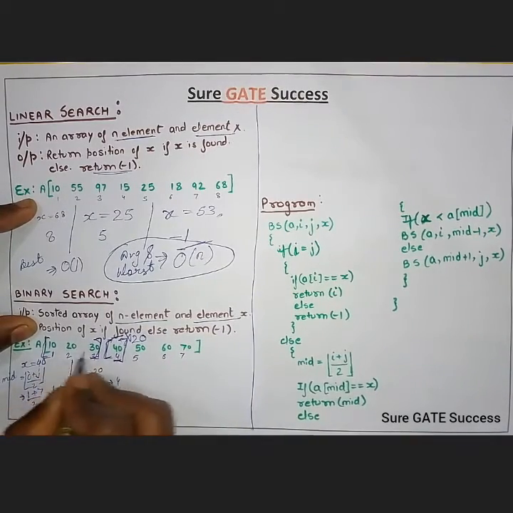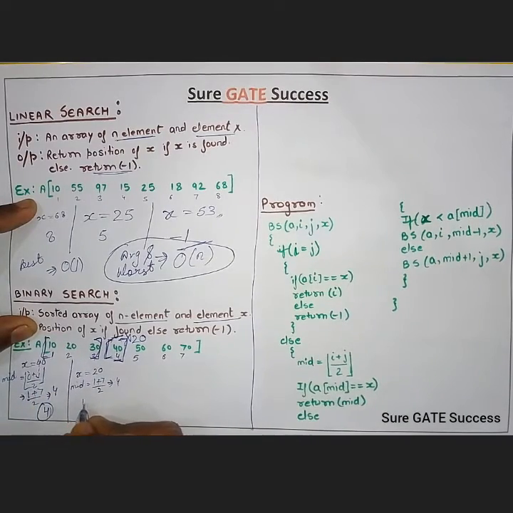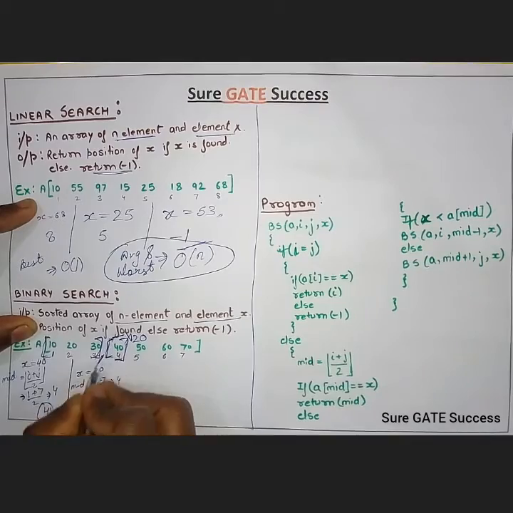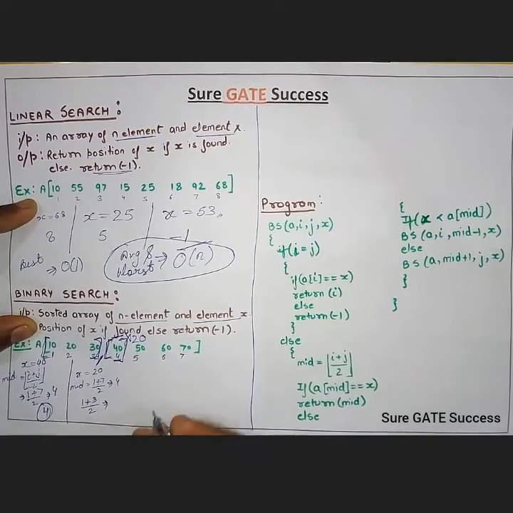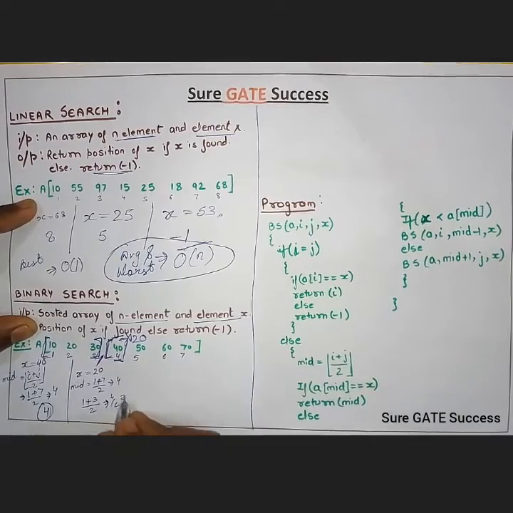Again find the midpoint for the sub array. So the midpoint for the sub array will be what? i, that is 1, plus j, j would be 3, by 2. So what will it be? 4 by 2, that is 2.